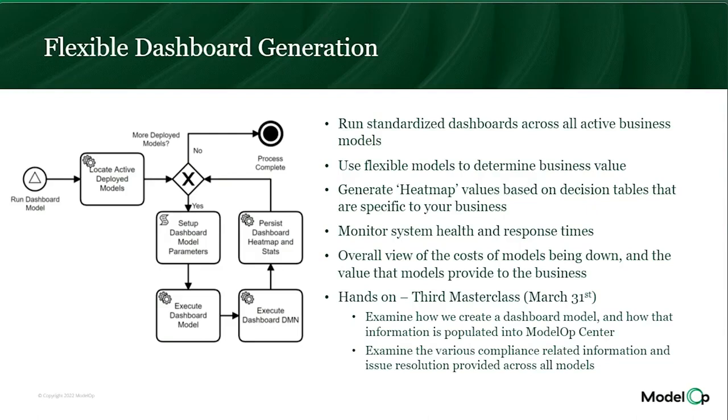So having that ability to specify that kind of information yourself is absolutely critical to making these actually work. And then we have those heat map values. You'll see that we have a bunch of those out of the box, but you will be able to flexibly define the criteria through decision tables of what should represent a red, a yellow, or a green value. And that can even be based on the category or other items as well.